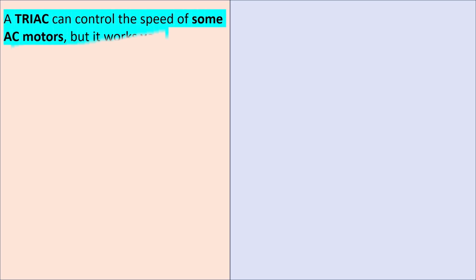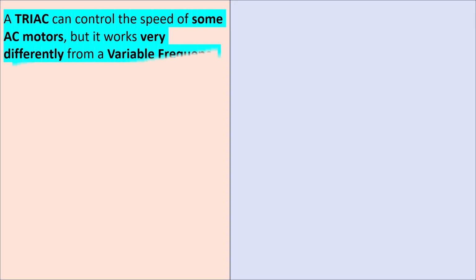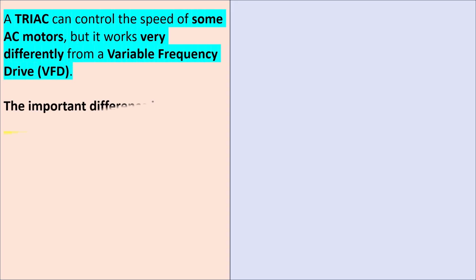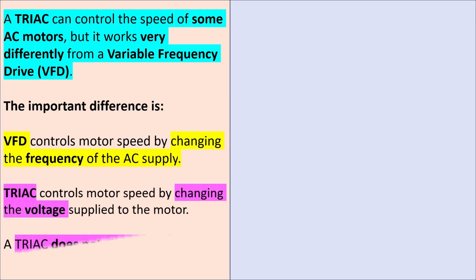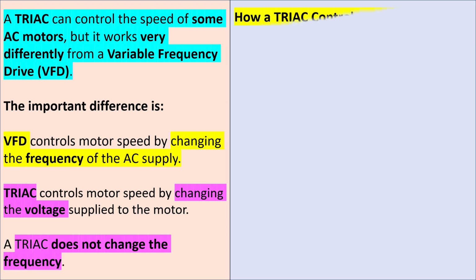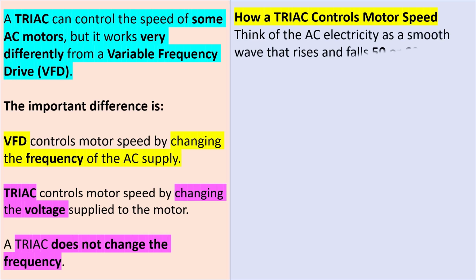A triac can control the speed of some AC motors, but it works very differently from a variable frequency drive, VFD. The important difference is a VFD controls motor speed by changing the frequency of the AC supply. A triac controls motor speed by changing the voltage supplied to the motor. A triac does not change the frequency. How a triac controls motor speed.